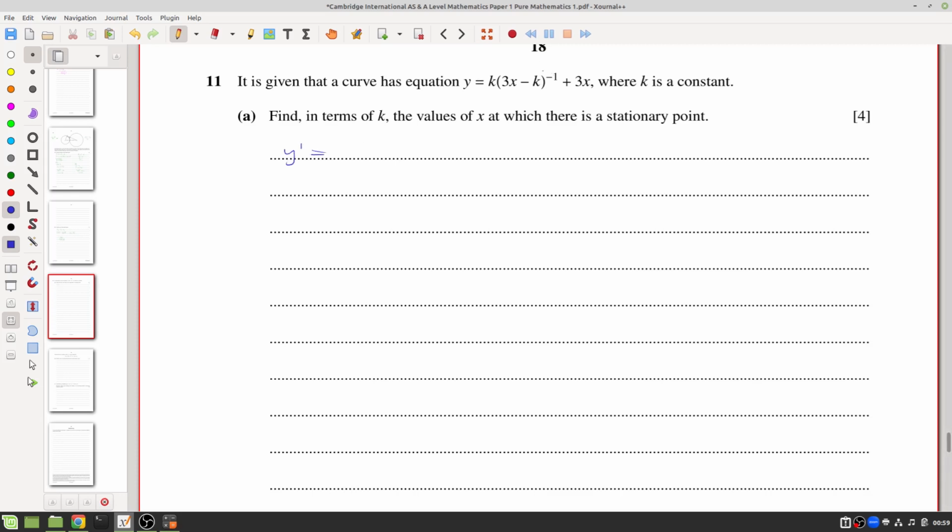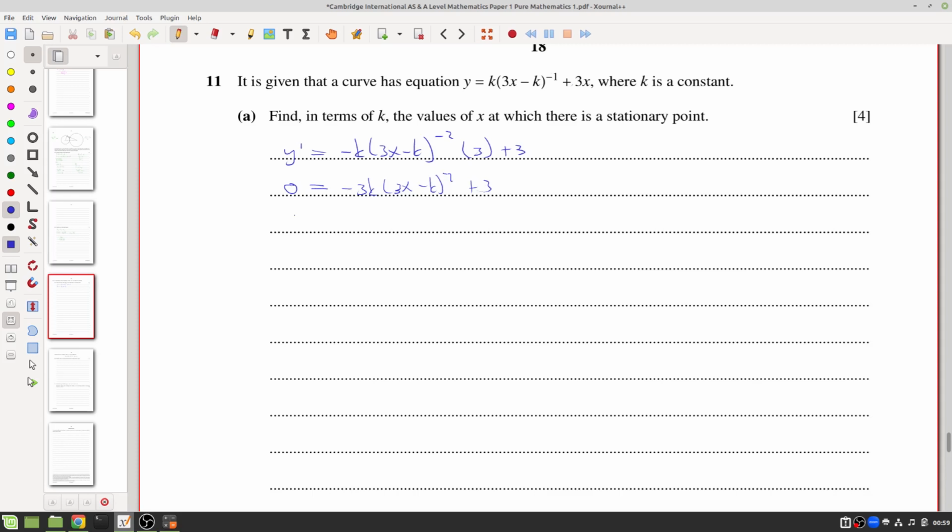So differentiate chain rule. So negative 1 times k is going to be negative k, 3x minus k, subtract 1 from the exponent, multiply by the derivative of the inside of the bracket. So if we differentiate this inside part, we'll get 3. Okay. So, and then also we have to differentiate that. So differentiating 3x, we get 3. Okay, so now we have to set that equal to 0, because where the gradient is 0, that's where we have a stationary point. So 0 equals negative 3k, 3x minus k to the power negative 2 plus 3.